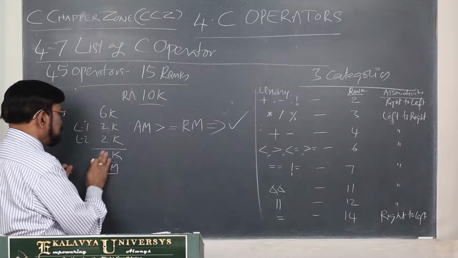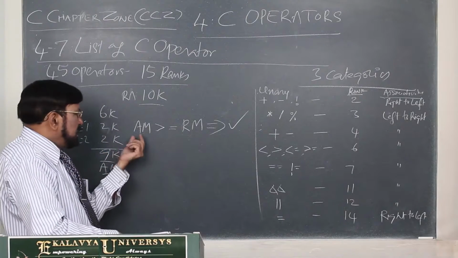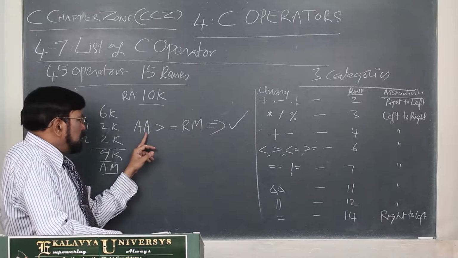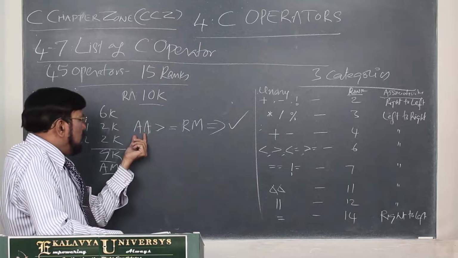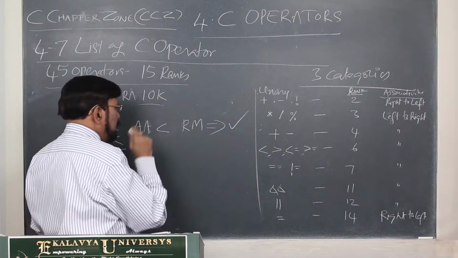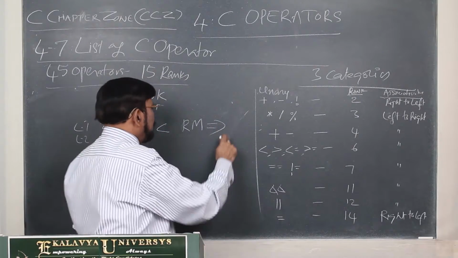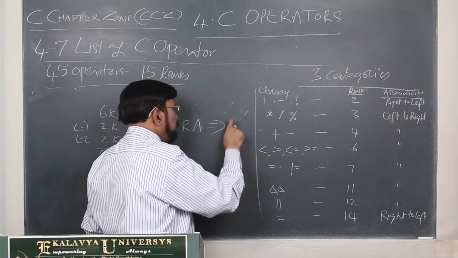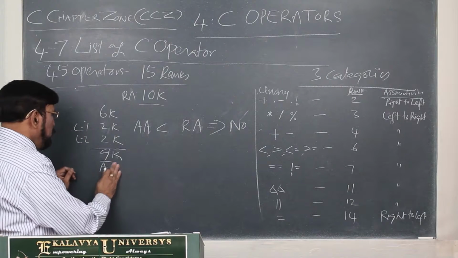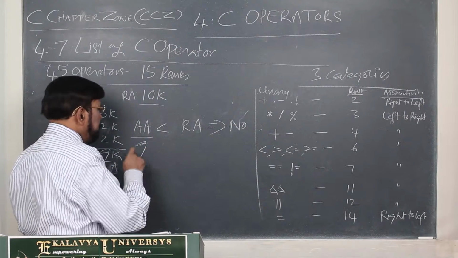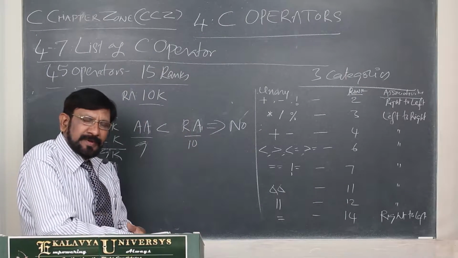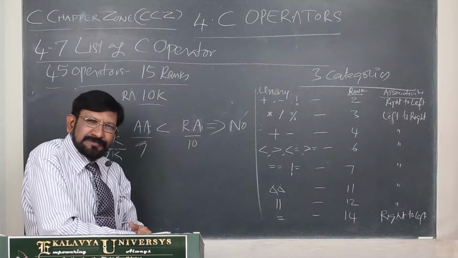The case is like this. Then, if the available amount is less than a required amount, then your decision is you cannot purchase. In this case, available amount is 9k, required amount is 10k, then you cannot purchase.